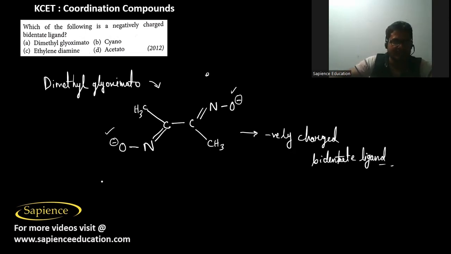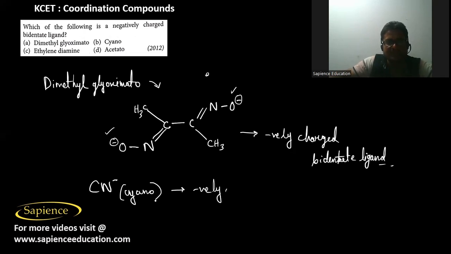Then we have cyano, which is CN minus. It has a negative charge, so it is a negatively charged ligand. It is a negatively charged unidentate ligand, since it can link with only one side, it means with only one atom.